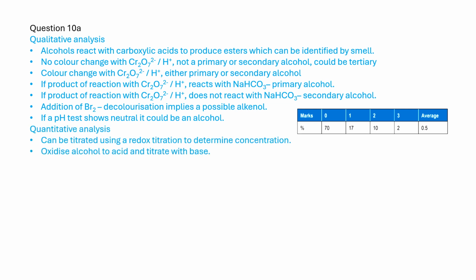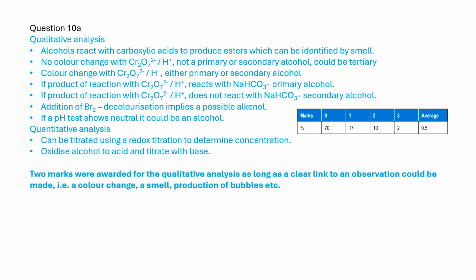Quantitative analysis is used to determine the concentration of alcohol. The sample is titrated using a redox titration, or oxidize alcohol to acid and titrate with base. 2 marks were awarded for the qualitative analysis as long as a clear link to an observation could be made, i.e. a color change, a smell, production of bubbles, etc.